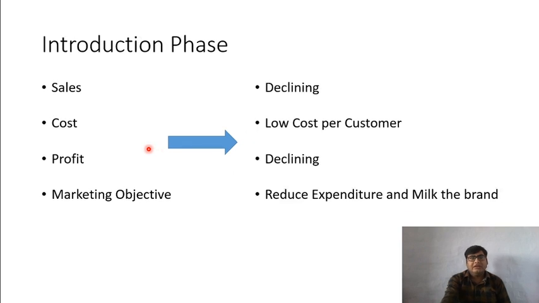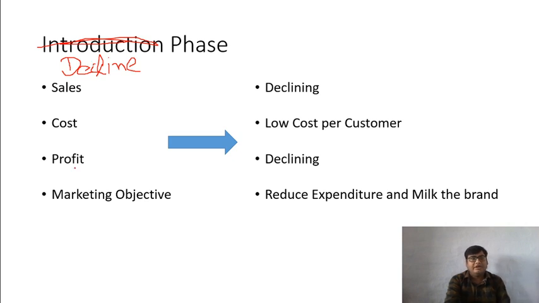And in the decline phase, please ignore this. It is the decline phase, not the introduction phase. It is the decline phase.